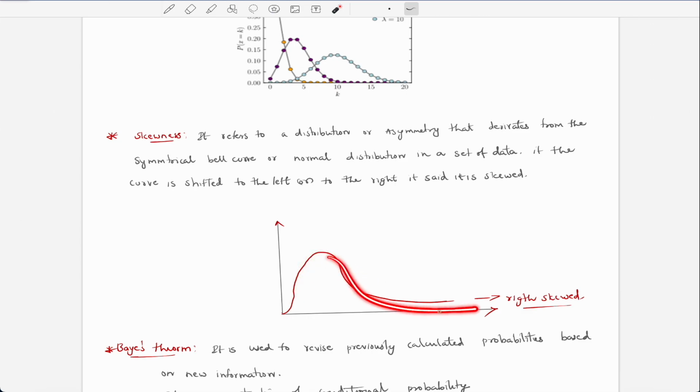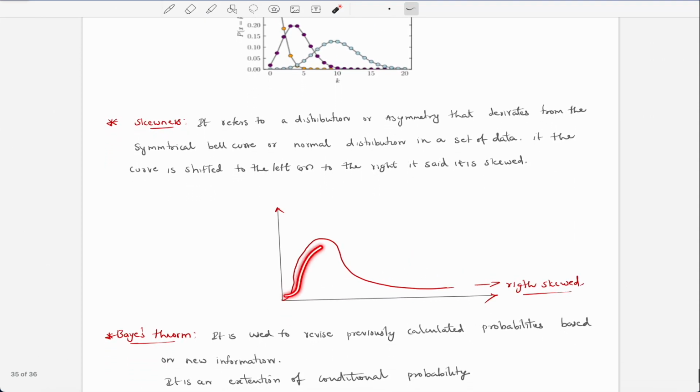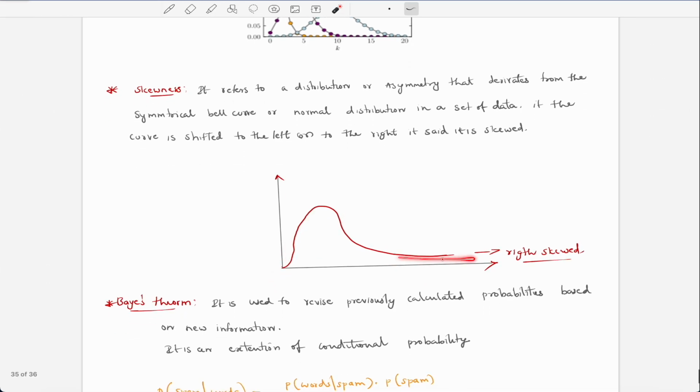If the curve is shifted towards the right or towards the left, then we say it is skewed. In this example, it is right skewed, and if we have data like this, then it is left skewed. I hope you understand this. We are going to see what skewness is in our machine learning lectures, so you don't have to worry about how we are going to use it.